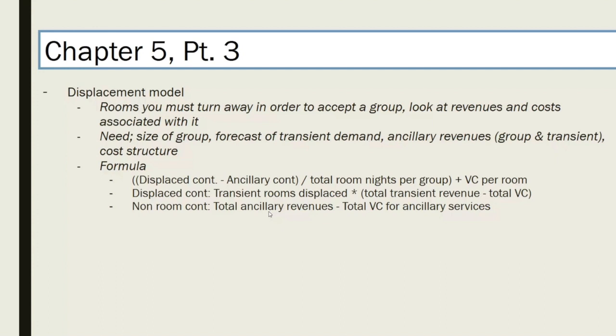So you look at really the net amount. By putting it into the equation, if you see that your ancillary contribution is larger, meaning the amount of revenue from F&B the group brings is greater than the displaced contribution, you can go with the group straight away. By using this equation, it tells you whether the group is bringing more than the displacement, or than the guests I'm turning away. This is useful to know whether you will accept a group or not.